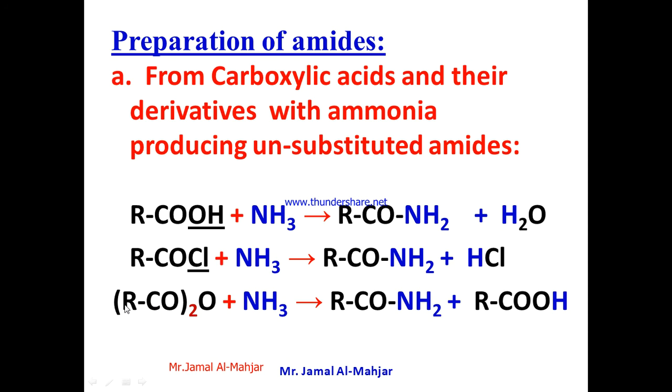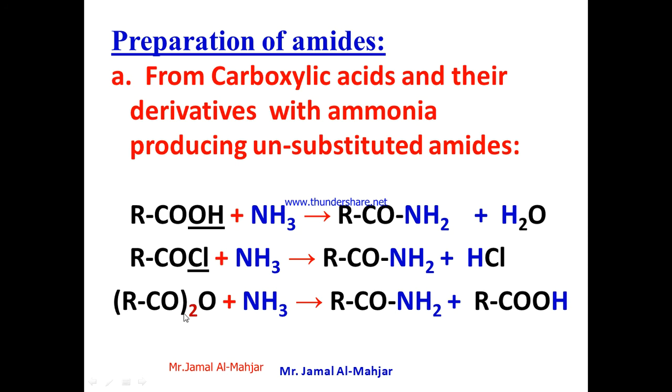Acid anhydride, we have (RCO)2O. You have to remove RCOO, the O that is outside, without the 2. Just RCOO. You have to remove it with what? With H. Look, RCOO with H are removed.